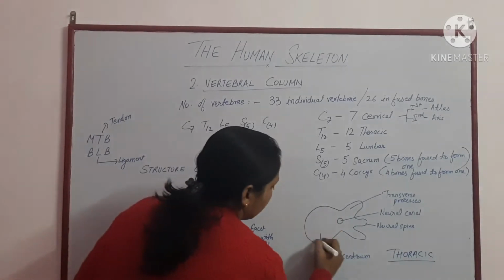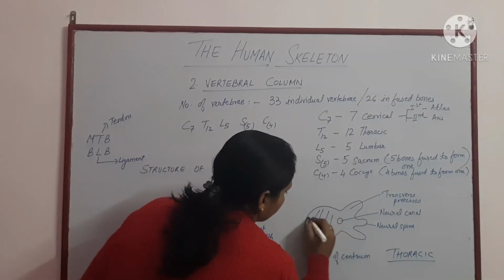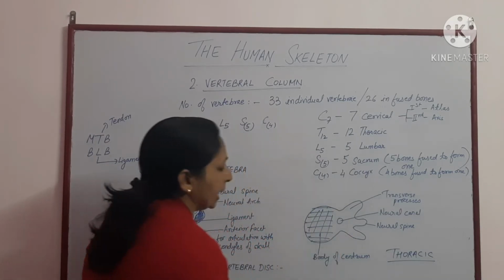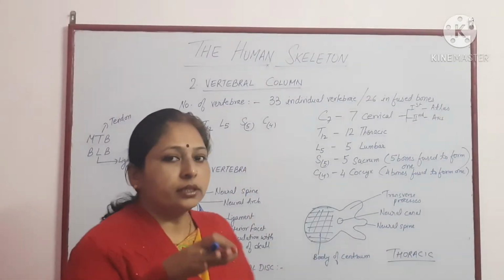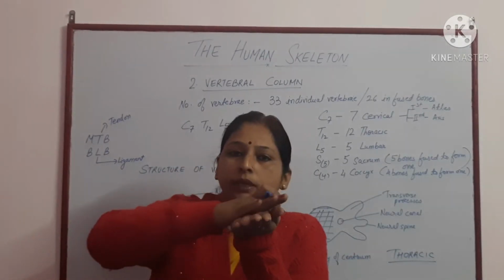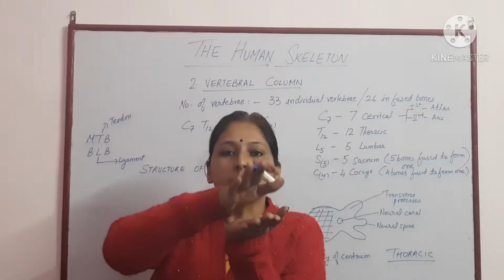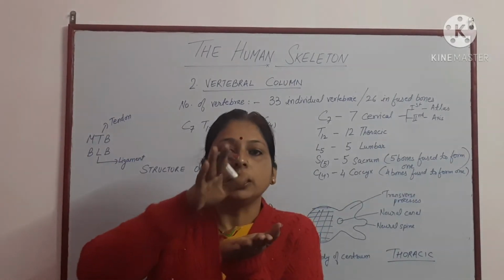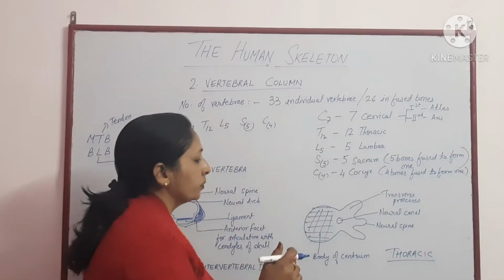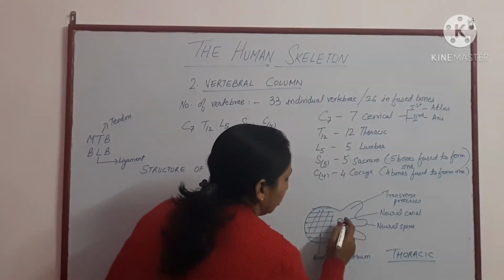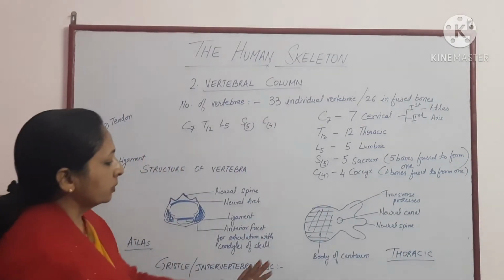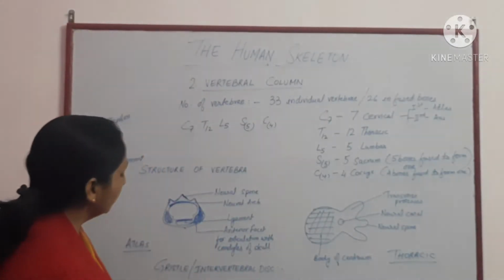Next, this structure is termed as centrum or the central region, which is placed one above the other. It is a platform which provides proper articulation of the vertebra in the vertebral column. This is the neural spine, neural canal and the neural arc. This is the structure of thoracic vertebra.